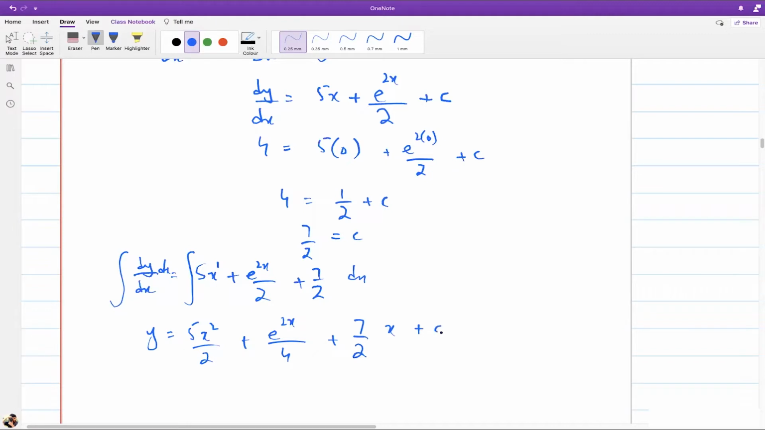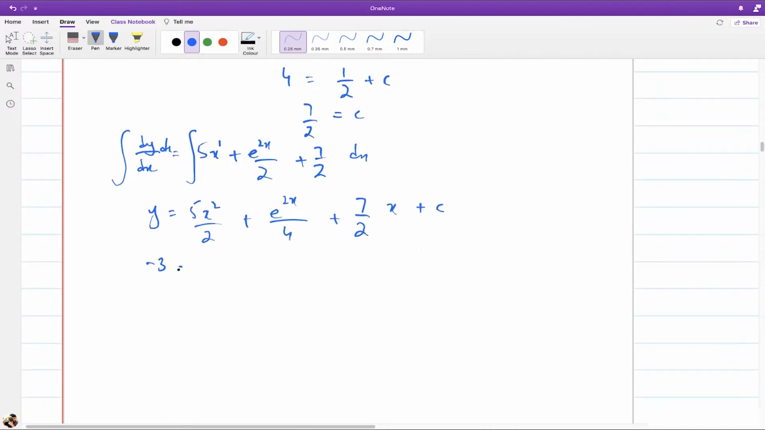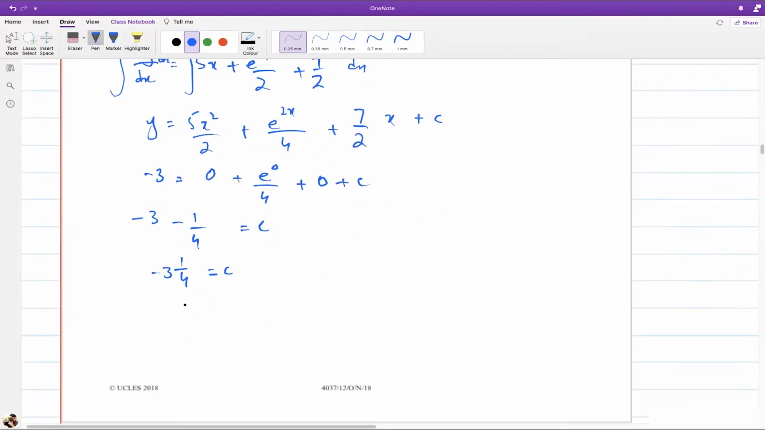Plus c again, because this is a different kind of c. But I know my point now, 0 and -3. So I plug in -3 here. This becomes 0, this becomes e power 0, and this also becomes 0. So that tells me that -3 minus 1 by 4 is equal to c. That is c, and now my y is going to be 5x squared over 2 plus e 2x over 4 plus 7 by 2 x minus 3 whole 1 by 4. And this is my final answer.